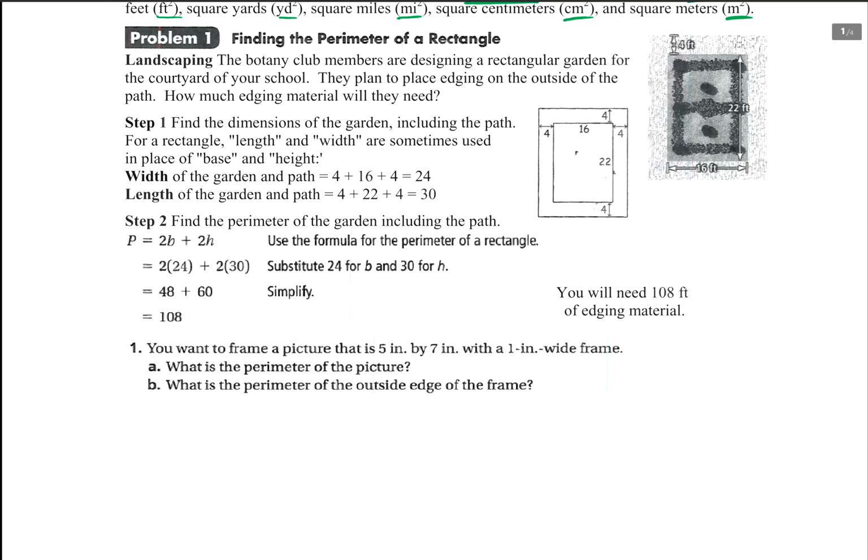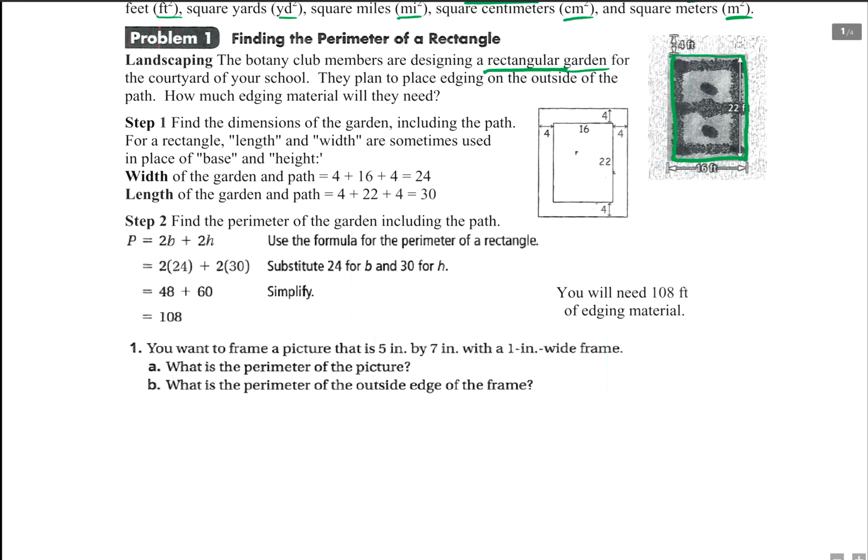These are problems that I love, which means you'll probably see something like this on a test, so you need to understand it. So the first thing we do is we read very carefully. Botany Club members are designing a rectangular garden. We have a rectangle. The garden is a rectangle. So we're looking here. Here is our garden. The garden is a rectangle.